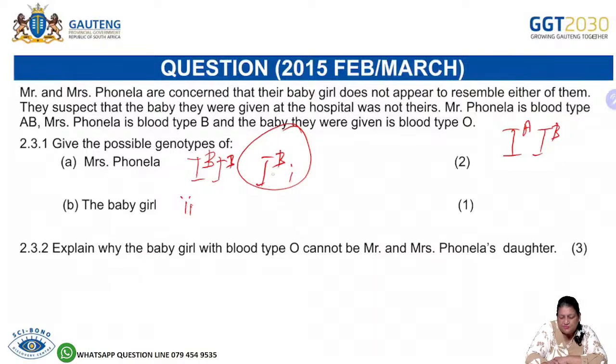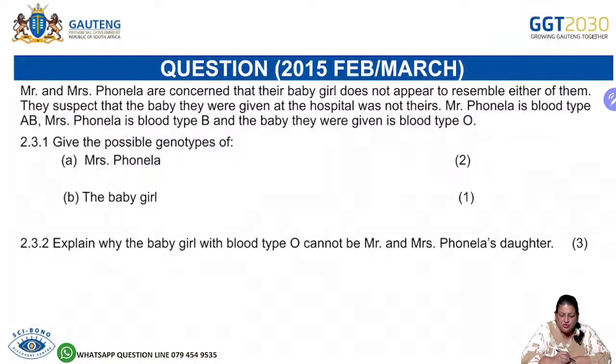Now, if she was blood group B heterozygous, then she could have donated this small i allele to the child. But then the father had to have this small i as well, but he doesn't. So this can never be the baby, because the father, Mr. Fonella, does not carry the recessive O allele represented by small i. Mr. Fonella is co-dominant. He does not have the recessive allele. So this can never be their baby girl, because the mother could have donated the O allele, but where's the other one from the father? It's not there.